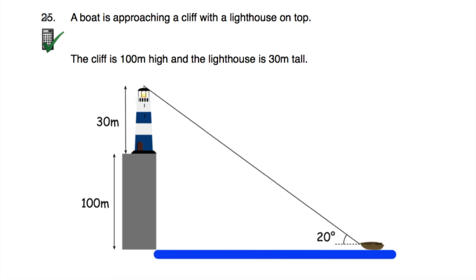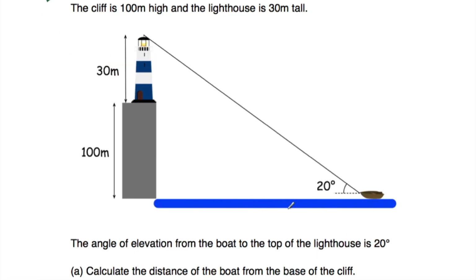Okay, let's have a look at question number 25. So question number 25 says a boat is approaching a cliff with a lighthouse on top. So we've got a cliff which is 100 meters tall, and we've got a lighthouse which is 30 meters tall, and we've got the boat which is approaching them. And then we're told the angle of elevation from the boat to the top of the lighthouse is 20 degrees.